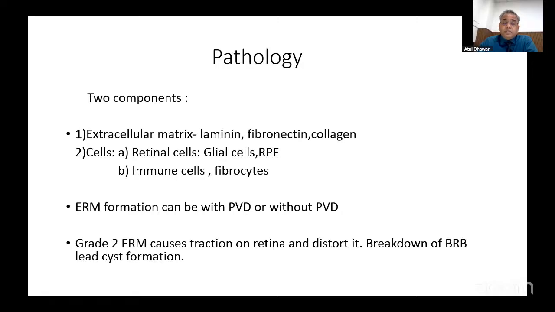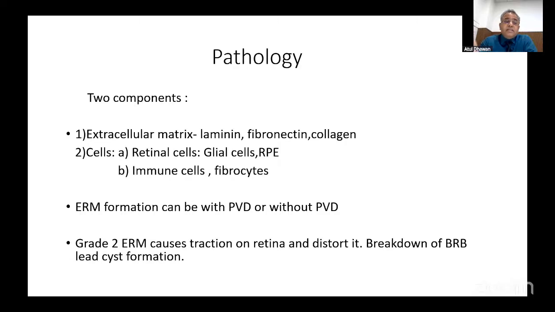Now, what is the pathology? It is composed of two components. One is the extracellular matrix, the other one is the cells. The extracellular matrix is laminin, collagen, and fibronectin. Cells are of two types: one is from the retina, the other is cells other than the retina. The cells from the retina are mainly Müller cells and RPE. The cells outside the retina are immune cells and fibrocytes.